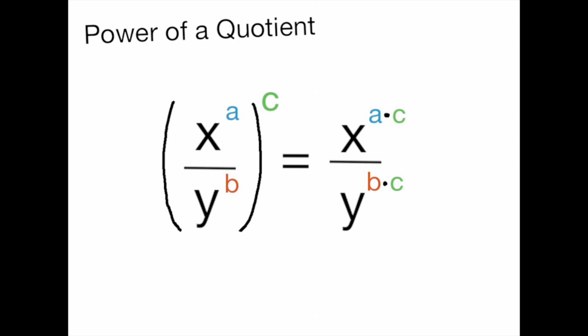Power of a quotient. When you have a power of a quotient, you are going to multiply every exponent inside the parentheses by that number outside. So in this case, I've called that number outside c, right outside these parentheses. I multiplied the a and the c, and I've also multiplied this b and c. From there, we would simplify this however it turned out. So let's look at some more examples of this and try it out.